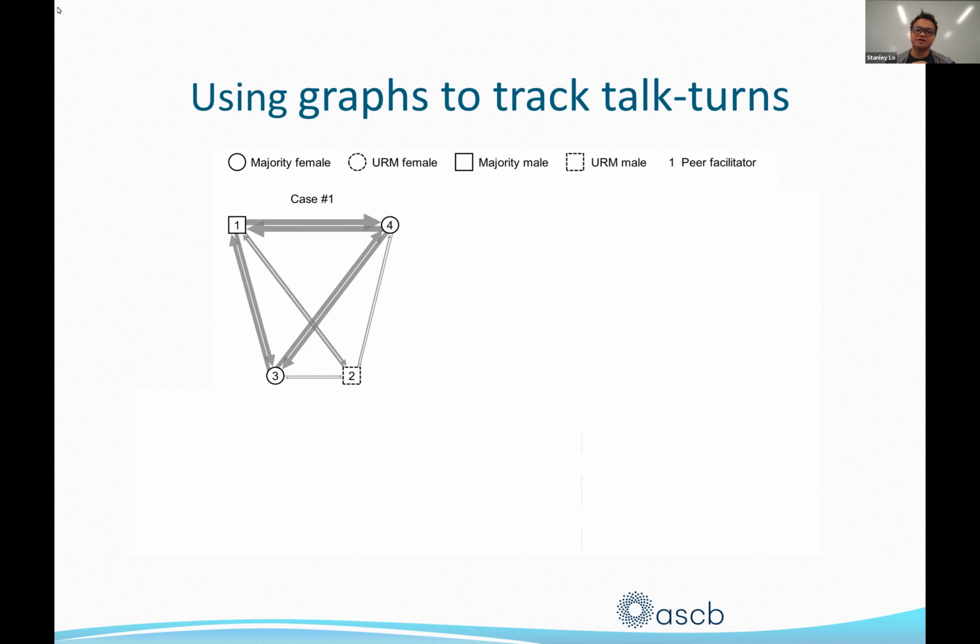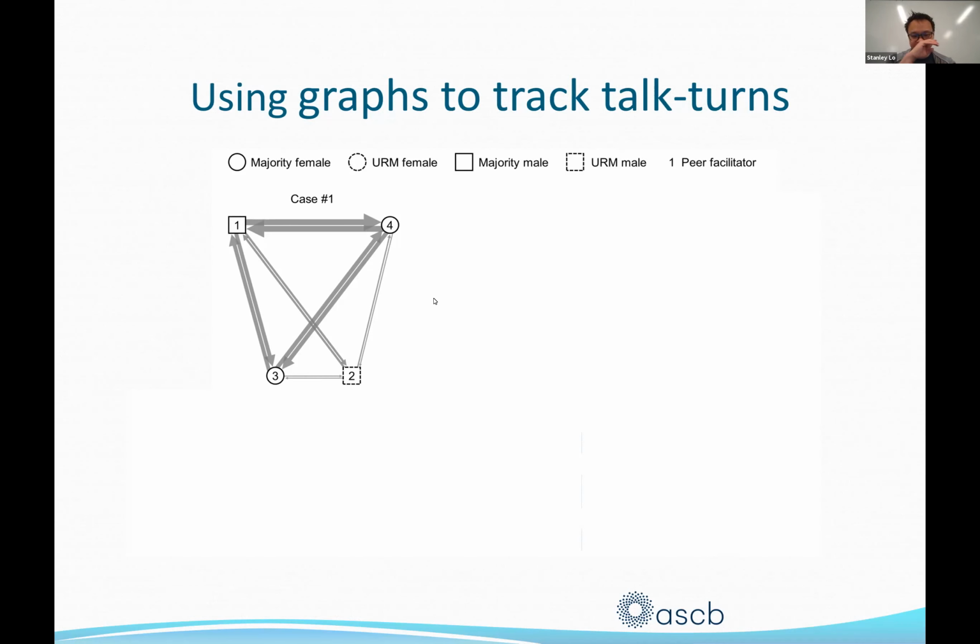And then when a person speaks after another person, an arrow is drawn from one person to the next. So if we look at the top, let's say person one speaks first, and then person four speaks, then there is an arrow going from person one to person four. And the thickness of the arrow illustrates how many times that transition happened.